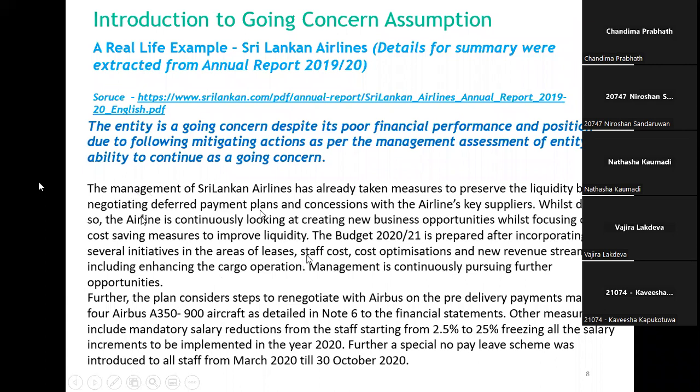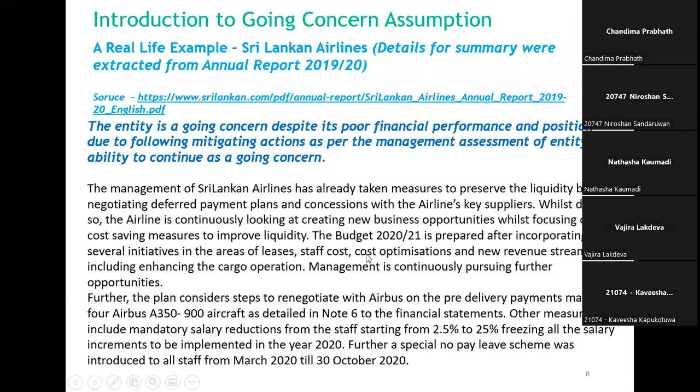Then the mitigating factors: based on their going concern assessment, how they justify that despite having these events or conditions, we can still use the going concern assumption in preparing the financial statements. That means the use of the going concern assumption is appropriate despite the events or conditions. Now these are the events or conditions, right?